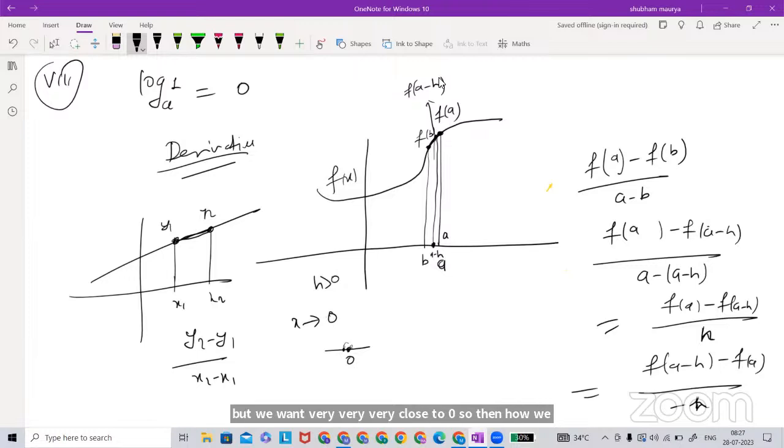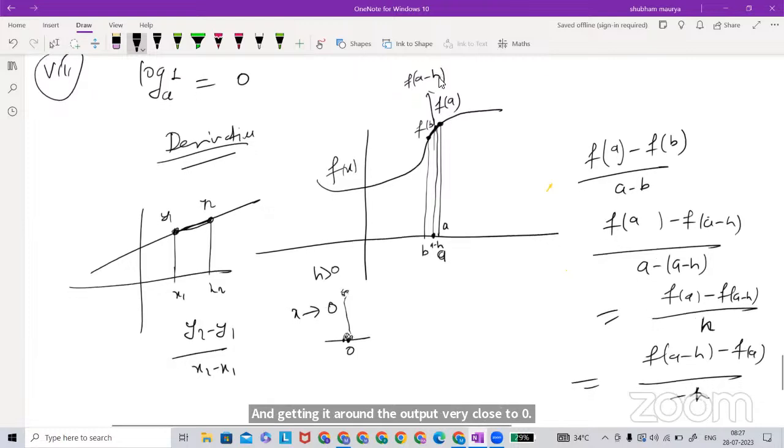What is the process then? Will limit play a role? If you want to tell something about very close to some number, that is actually denoted by x tends to that number. That is the process. If you want to say, that's why as x goes to 0, that means we are telling very close to 0 and getting the output very close to 0, whatever the output.